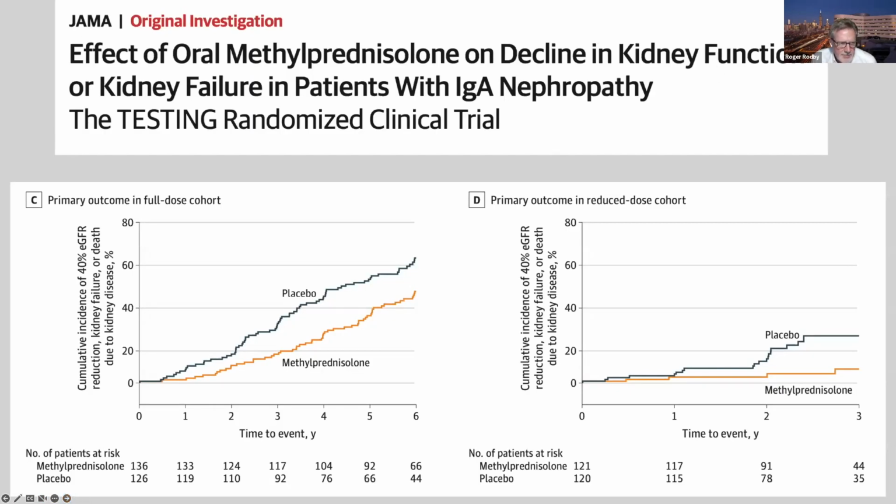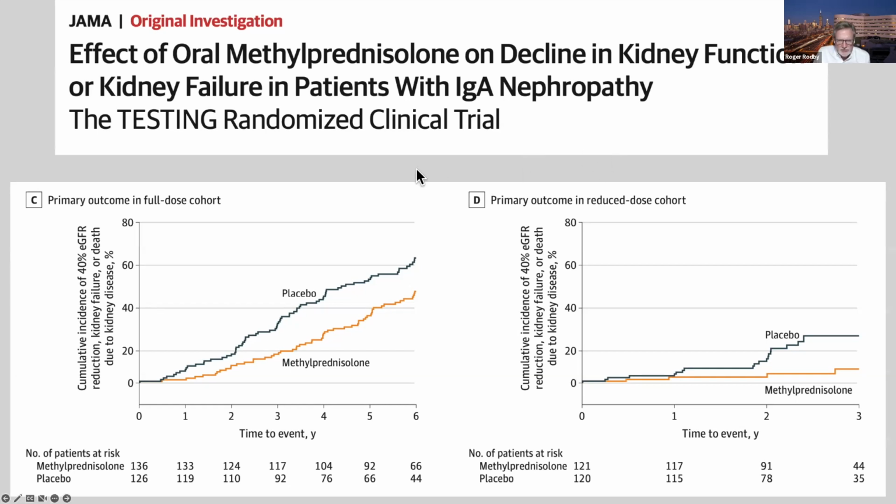So this is the TESTING trial, and on the left we've got the full dose cohort, which had the higher complication rate, which then went to the low dose cohort, and you can see this pretty remarkable separation. This was the endpoint of a 40% decrease in GFR, and it's fairly significant here. The dose that they recommend is 0.4 milligrams per kilogram of Solu-Medrol, and then decrease by 0.4 every month until you get off, and that's the equivalent of 5 of prednisone.